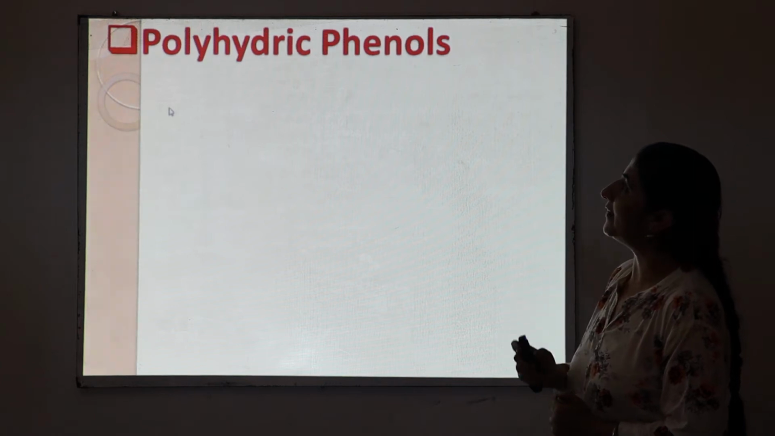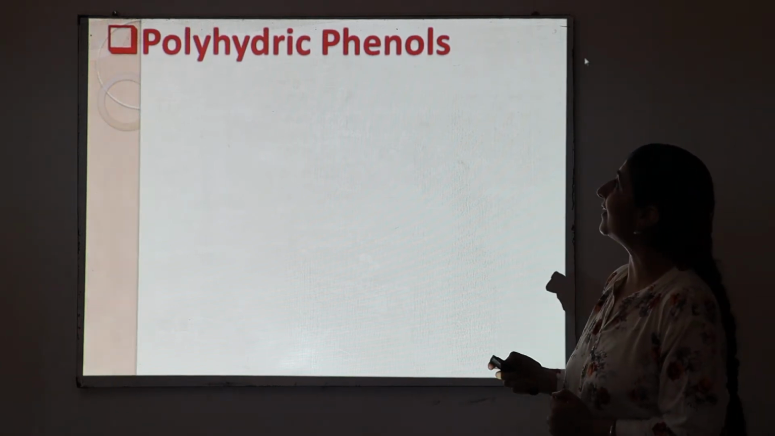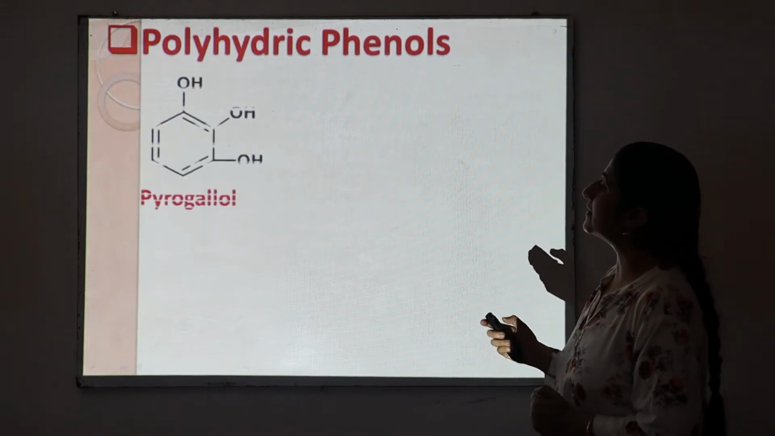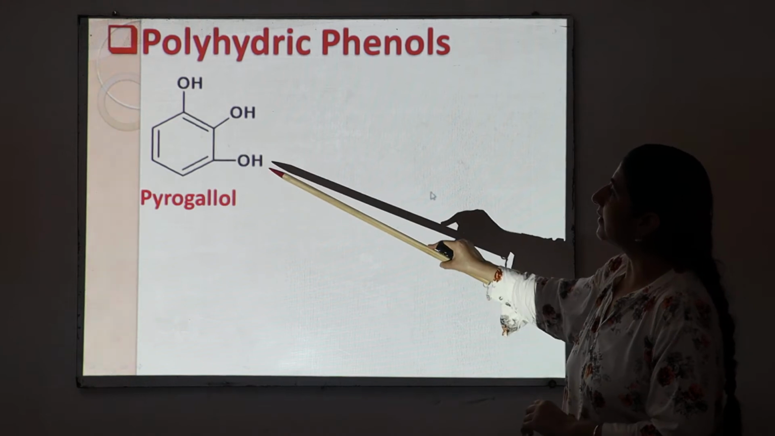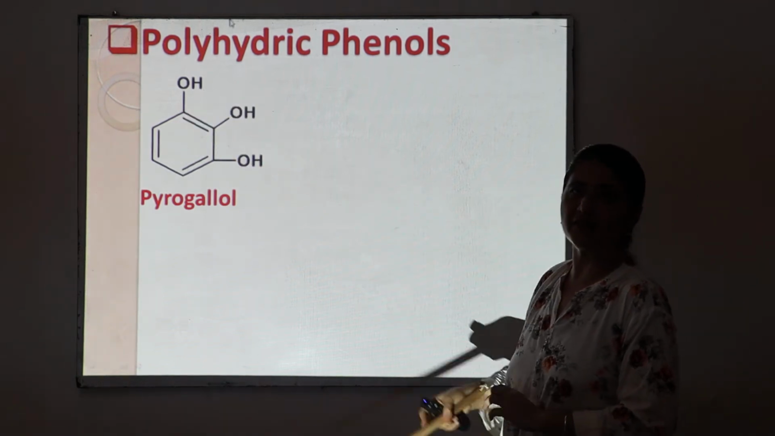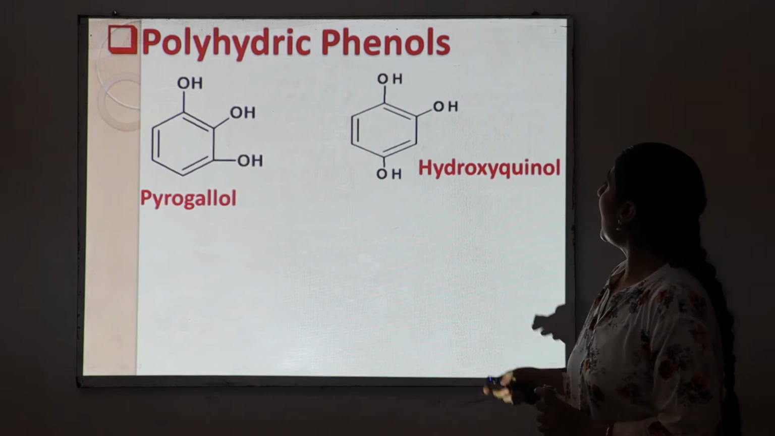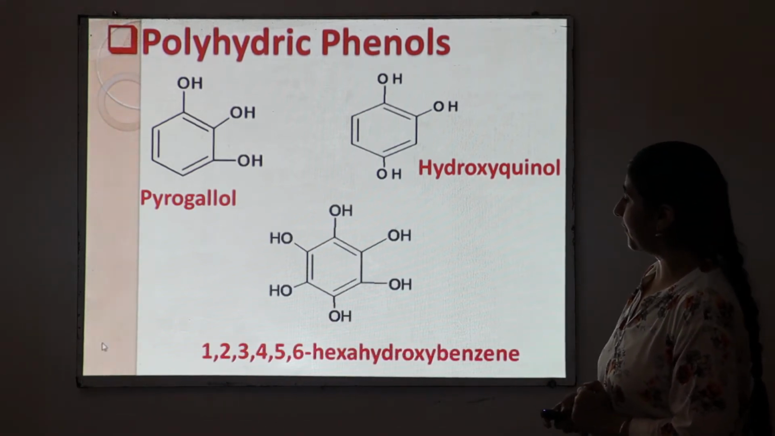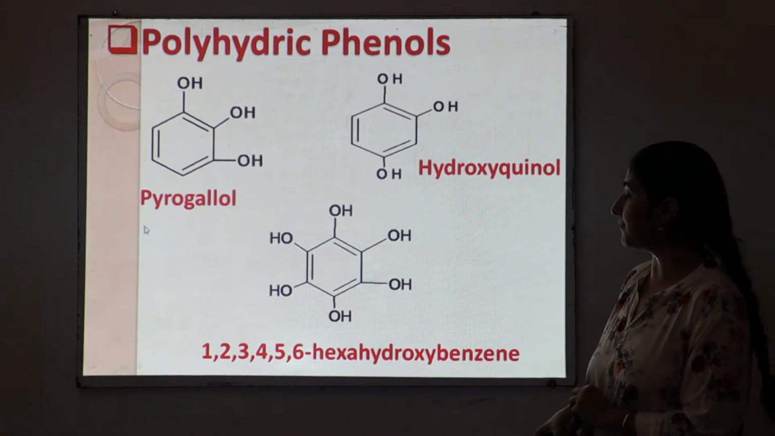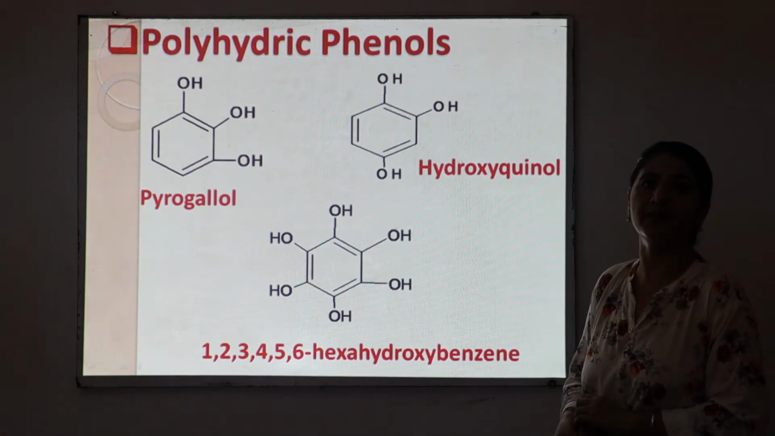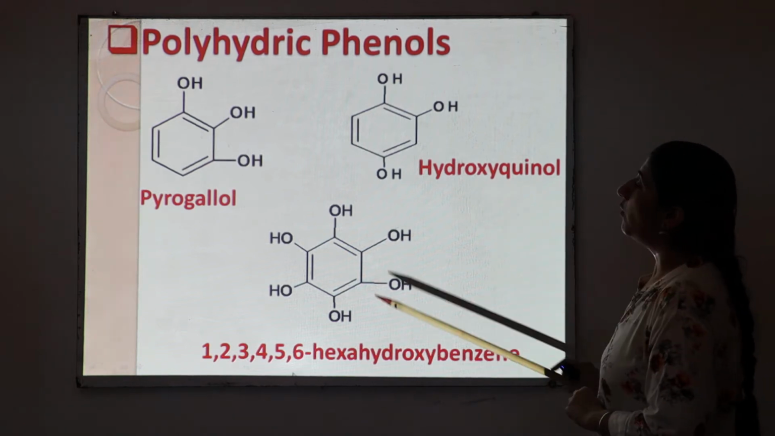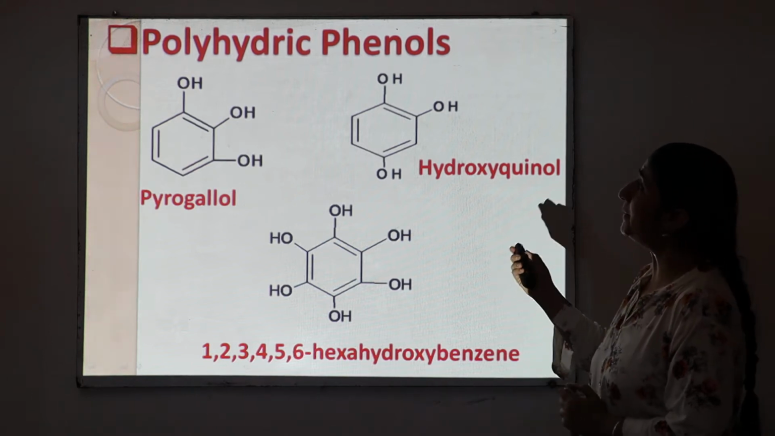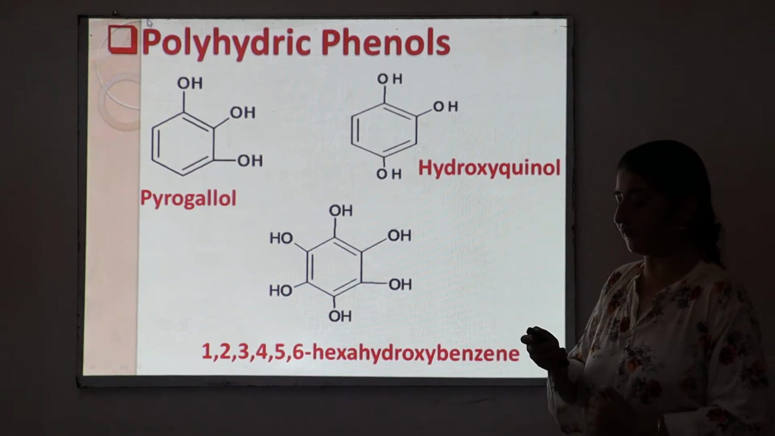Another group is polyhydric phenols. Polyhydric phenols are those phenols which contain more than two OH groups. An example is pyrogallol, in which three OH groups are attached to the benzene ring. Next is hydroxyquinol, and another example of polyhydric phenol is 1, 2, 3, 4, 5, 6-hexahydroxybenzene. So these are the examples which contain more than two OH groups, that is, examples of polyhydric phenol.